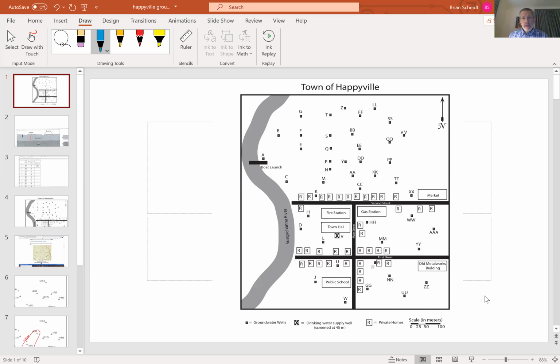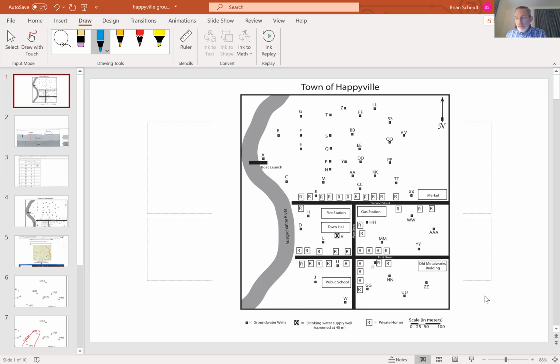All right, so in this map, we have a series of dots. Each one of those square dots represents a boring, where the city of Happyville has been drawn down. Basically, think of a tube, and it pulled out the data. It pulled out the rock.